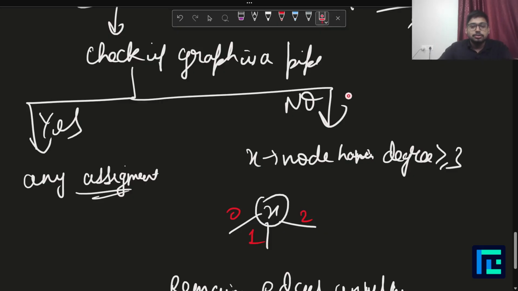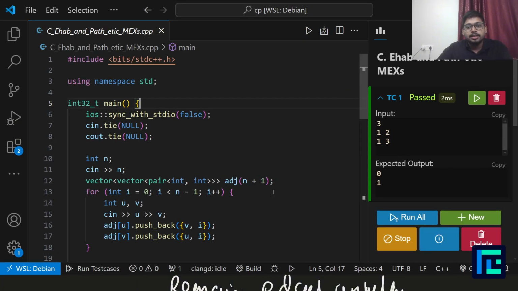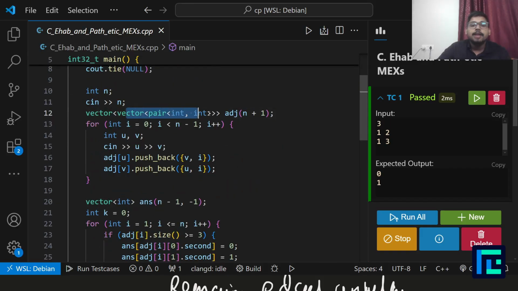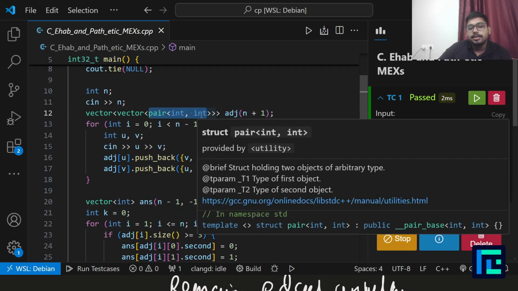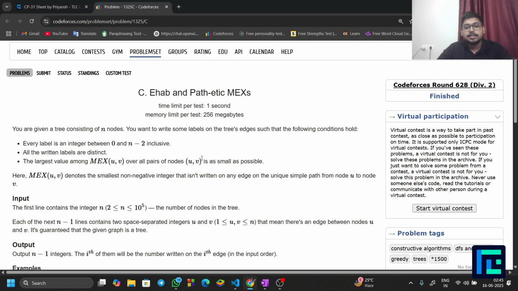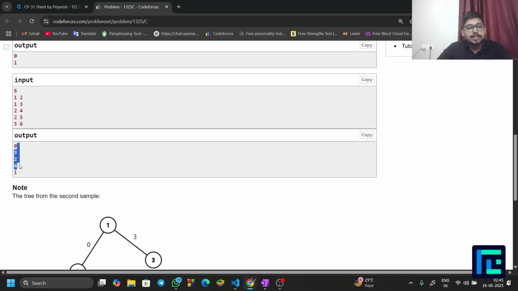So let's move to the code to understand how we are implementing it. If we look at the code, first we take n as input, and then I'm taking the tree as input in the form of an adjacency vector. I have a vector of pairs of ints. Whenever you have an edge from u to v, in adjacency of u, I'll push back v comma i, because in my final answer I need to print the labels in the order of the input.